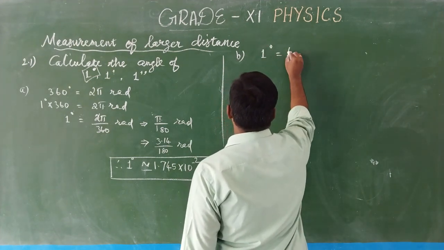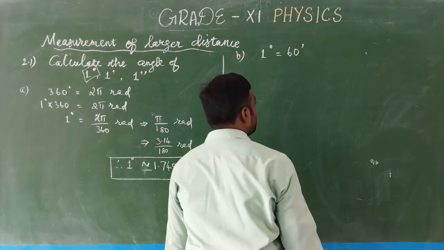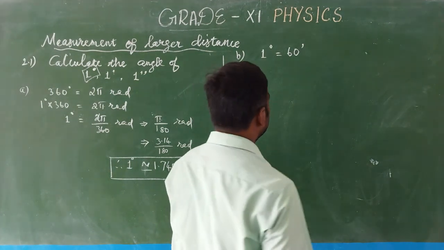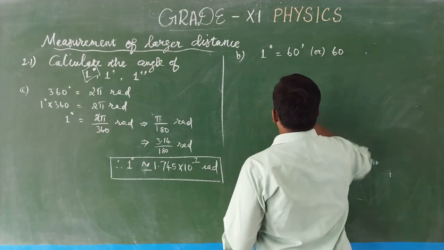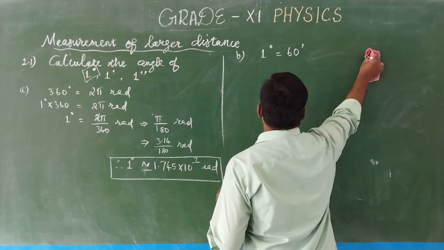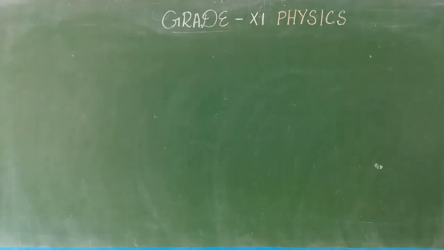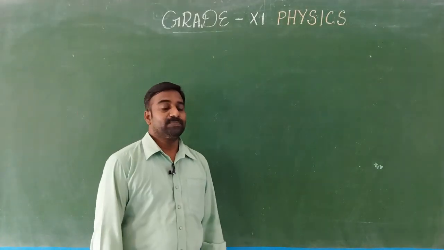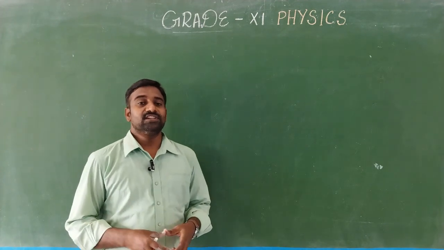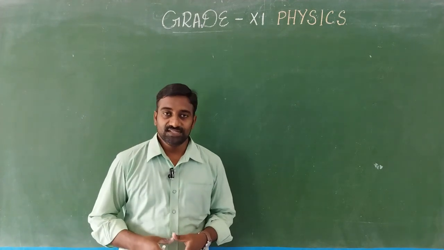1 degree is equal to 60 arc minutes. What is the value of 1 degree? Now we are going to verify some of the examples. These three examples are also related to how to measure larger distances.